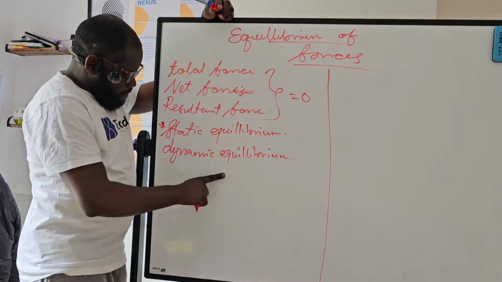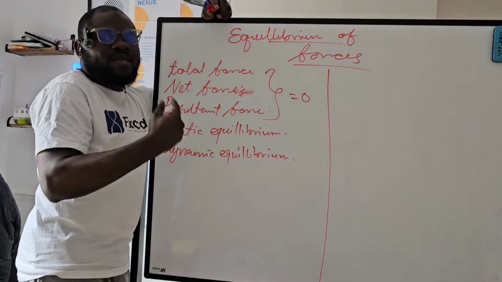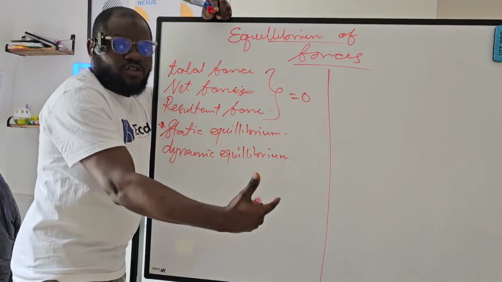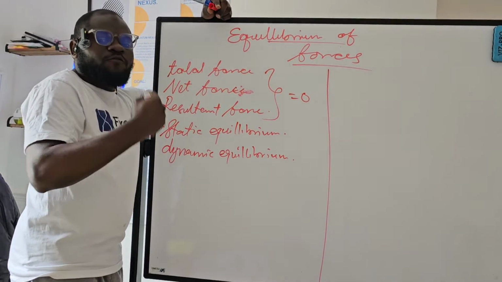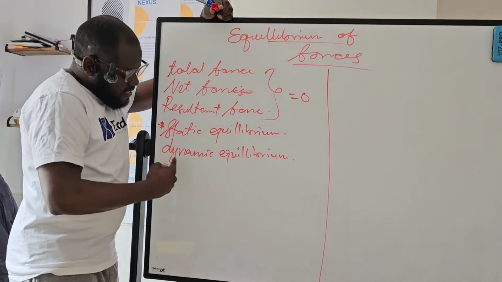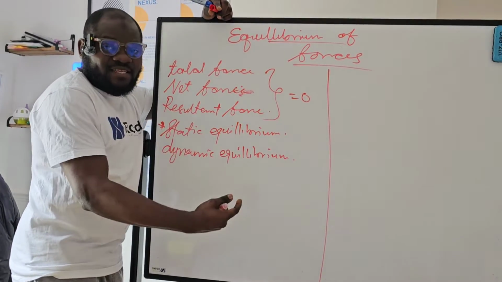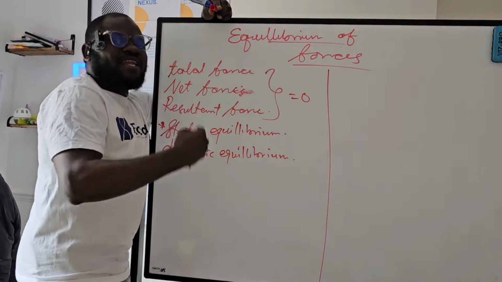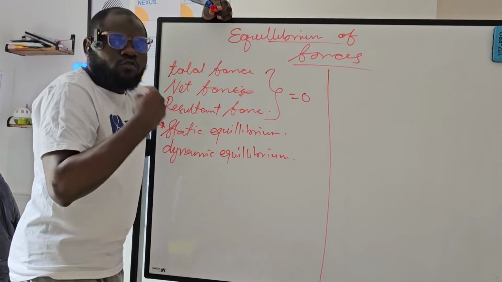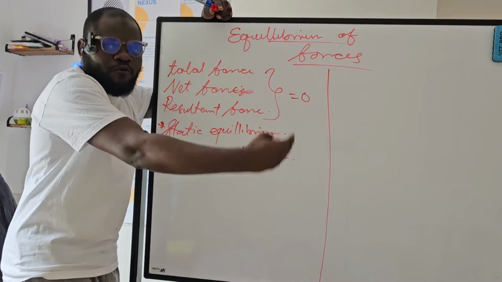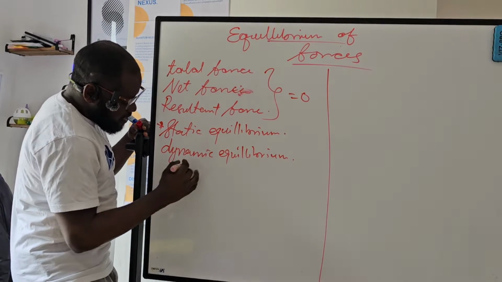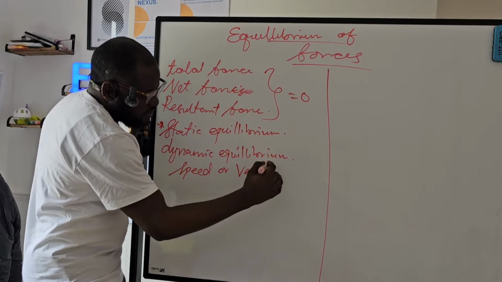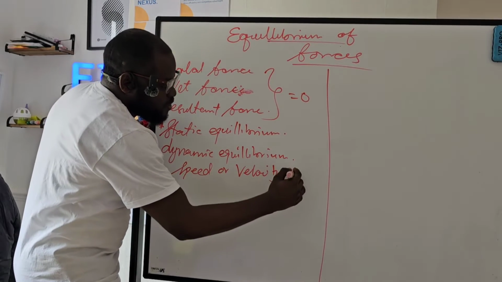Cool. Now, for dynamic equilibrium, it takes more than the force for the body to be at equilibrium. You have to know that. But the first thing you need to know is that since it is dynamic, or they use the word kinetic, it means the body is moving. That's the first thing you should know. Now that you know that the body is moving, what are the conditions to make the body be at equilibrium while moving? Number one, the speed or the velocity of the body must be uniform.